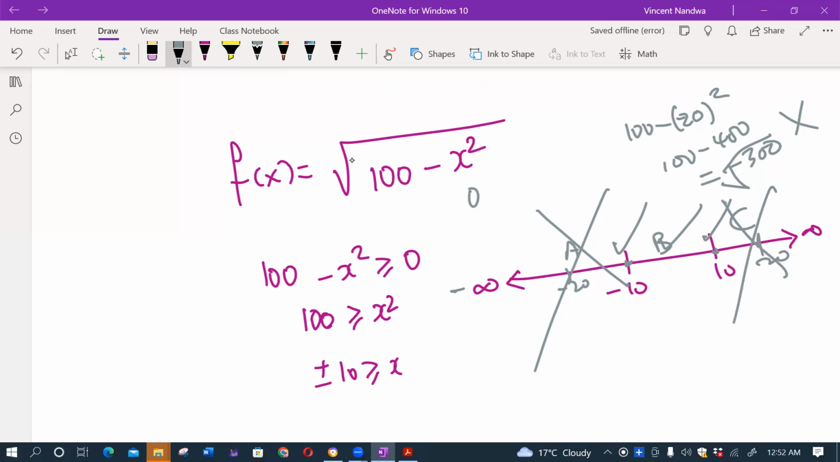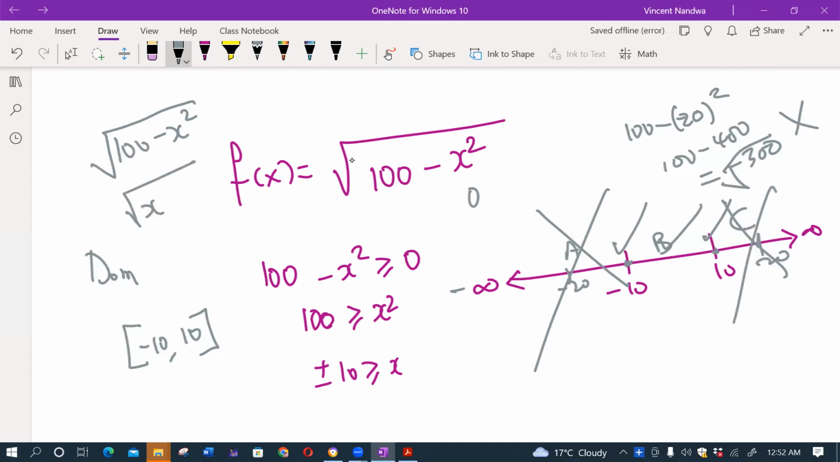So for this particular function, the domain becomes the interval from minus 10 to positive 10. So note that the square root of 100 minus x squared has a different domain to the square root of x squared minus 100. But for both, the range will be from 0 to infinity.